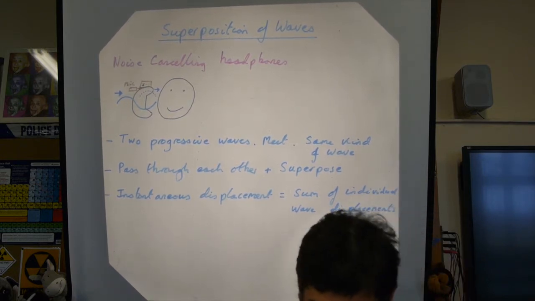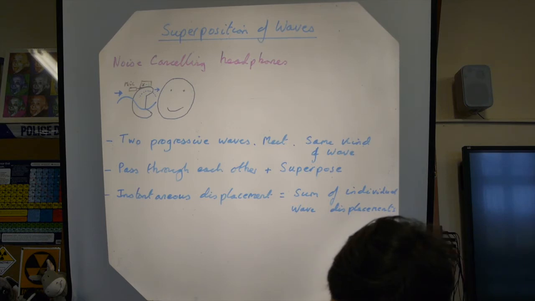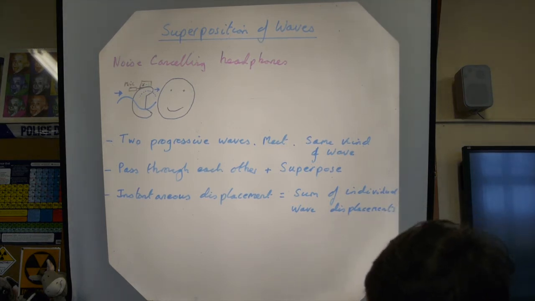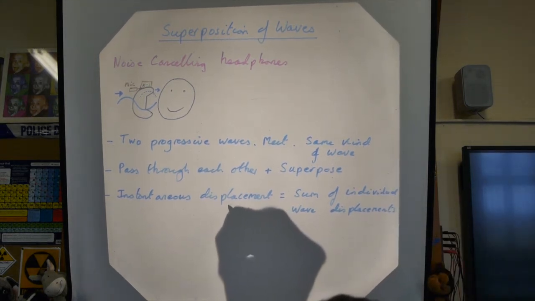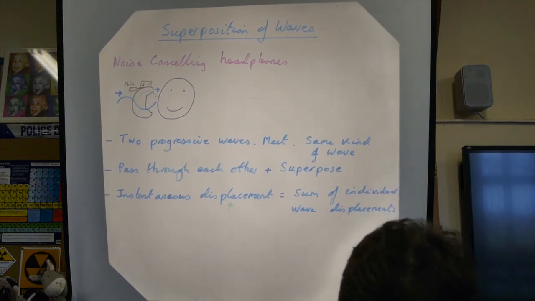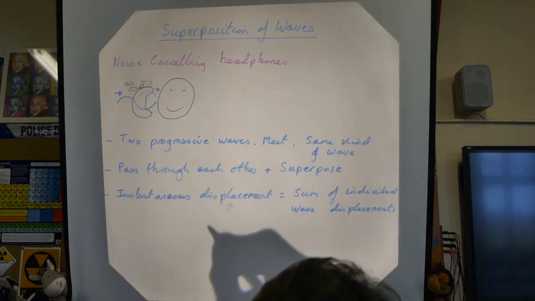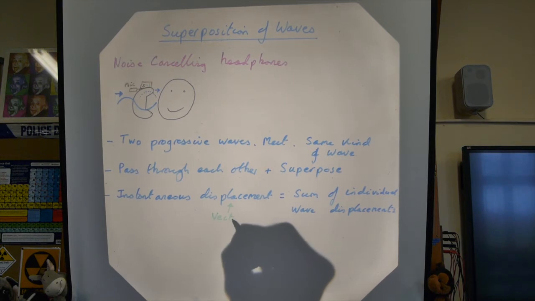Now, where did this minus come from? How can we show that it's a peak or a trough? Well, the important thing to remember is displacement. It's often given the letter S in physics. Displacement is a vector quantity.